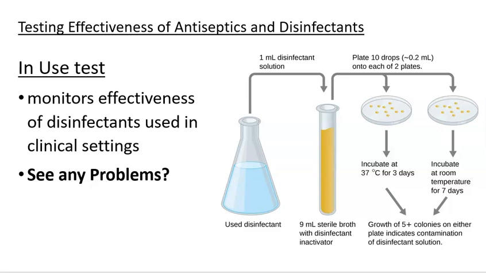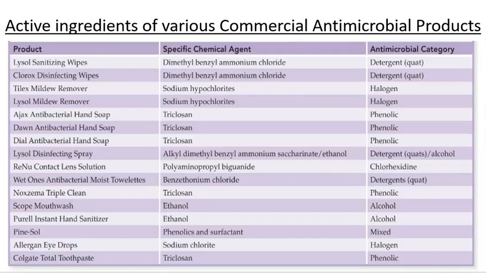And then the last thing that I just want you to consider is to take a look at all of these different kinds of active ingredients that are included in commercial antimicrobial products. So you can see your Lysol and your Clorox disinfecting wipes are going to have these little quaternary ammonium compounds in them.